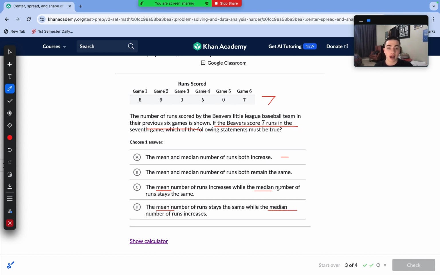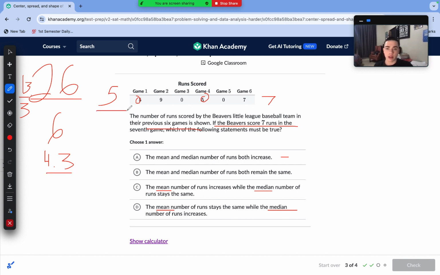So let's find that before and after. With just our 6 games, our mean is over 6, and 5 plus 9 is 14, plus 5 is 19, plus 7 is 26. So our mean is 26 over 6, and our median would be 5 and 5, those two values added up together, divided by 2. That's just 5, of course. So our median is 5, and our mean is 13 over 3, which is about 4.3 repeating. So this is our mean, this is our median, and then let's add on that 7 data point.